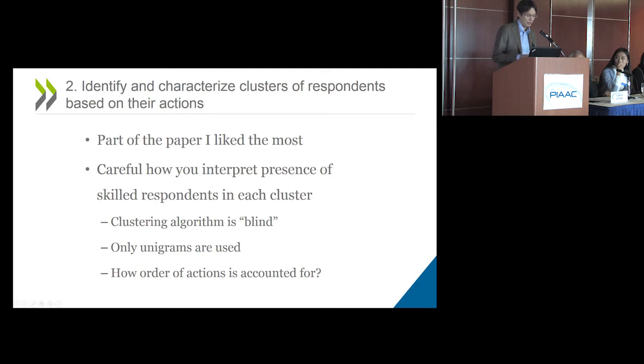The clustering algorithm is a bit blind. You only use unigrams, and you don't really take into account the order of the actions. So I wonder whether the algorithm misclassifies some people, putting them in the first group. They perform fewer actions and spend less time, but maybe they perform the actions in the right order. So they're able to get the item right using fewer actions in a short period of time. I would say they're probably misclassified.